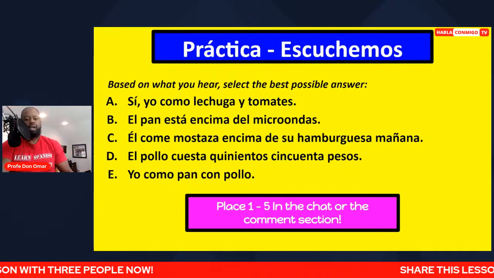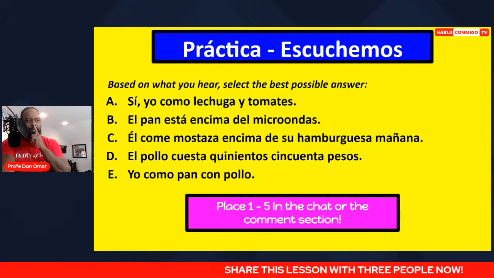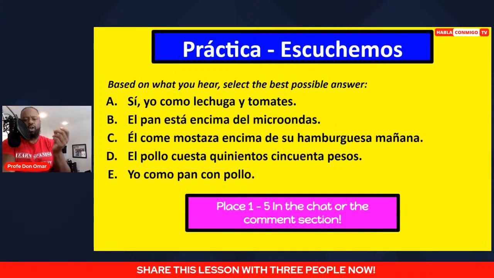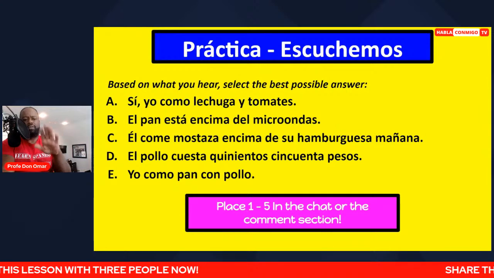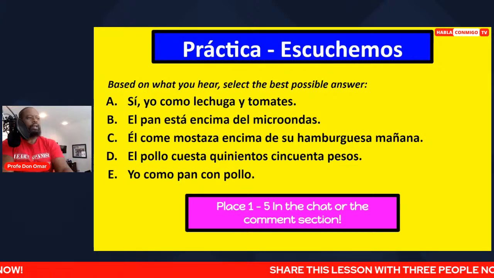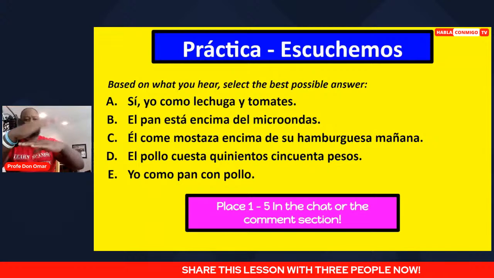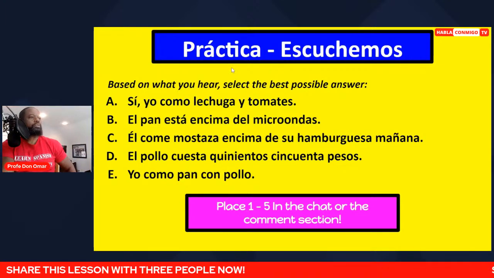All right. Hopefully you can look at that word microondas and figure out what it is. Microondas. I'll give you a hint here. Onda. The word onda means wave, like this. So a microonda, you already got it. El pan está encima del microondas. All right. Excelente, damas y caballeros.